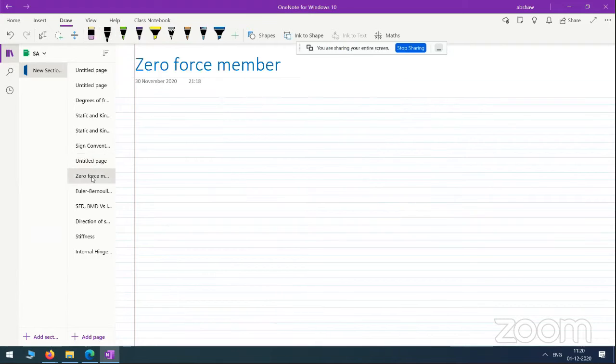Then another confusion is I have seen the zero force member in truss. When I say zero force member, it doesn't mean, for instance, suppose take an example of this. This is a truss, right? Let us not bother whether it is determinate or indeterminate. And this truss is subjected to some load like this here.